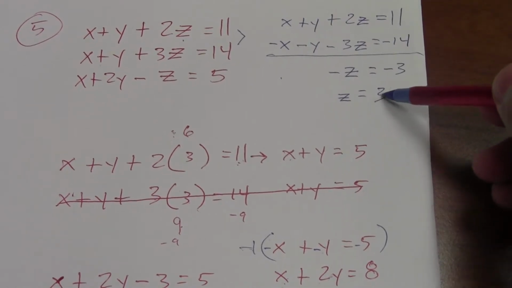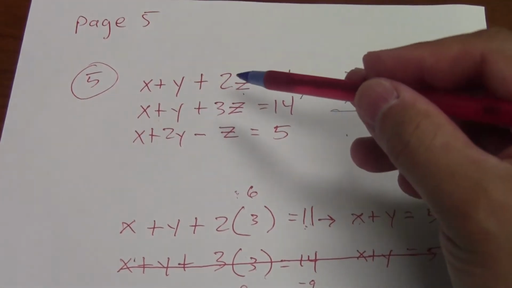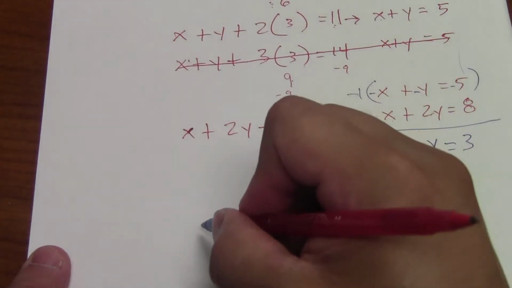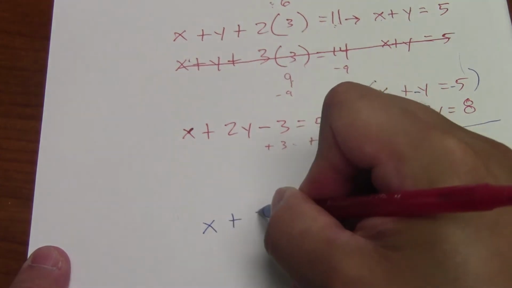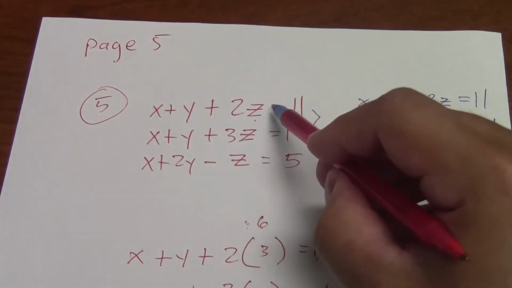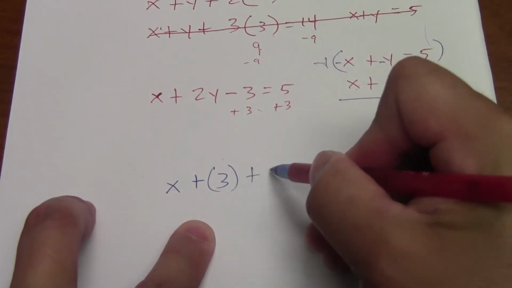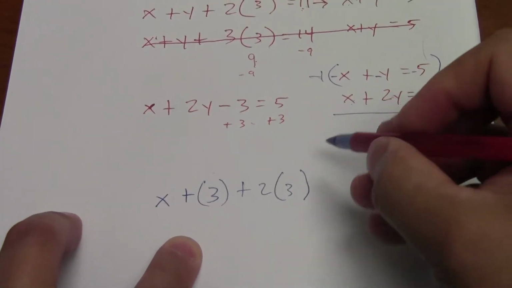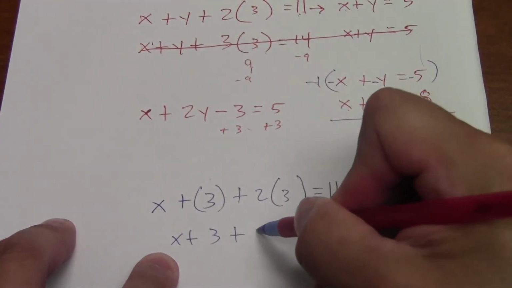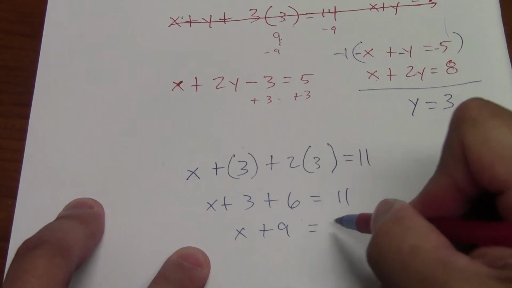Now I can go ahead and plug these two guys, the 3 for the z and the 3 for the y, into one of these formulas, and then I'll be finished. So let's come down here. Let's do x plus 3, because y was 3, and I'm just using this top formula. All right, so x plus 3 plus 2 times 3 equals 11. All right, so x plus 3 plus 6 equals 11. x plus 9 equals 11.